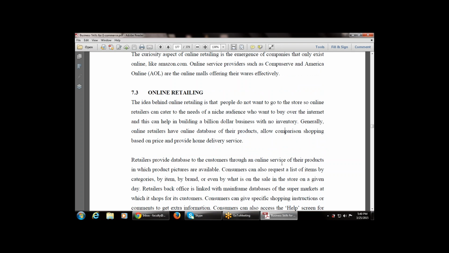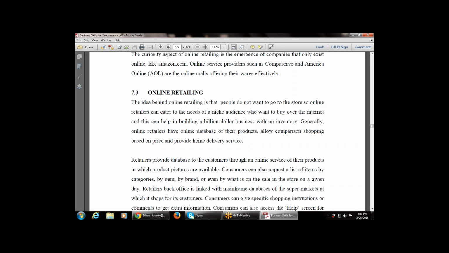And how do various e-retailing businesses produce the services? First of all, they survey the customers. That is, what is the need of the customer, what are the various terms, what are the various products that are more demanded by the customer. So first of all, take care of the audience who wants to buy over the internet, which can help in building a billion-dollar business with no inventory.